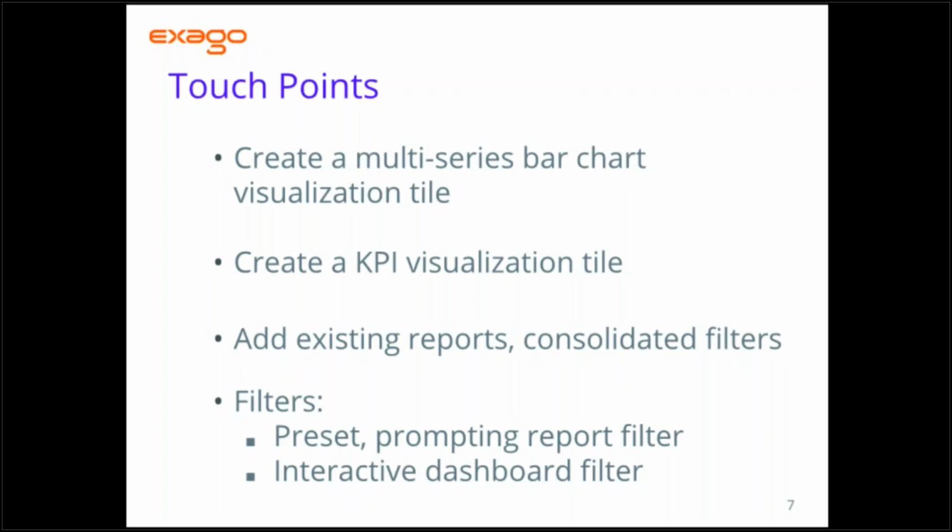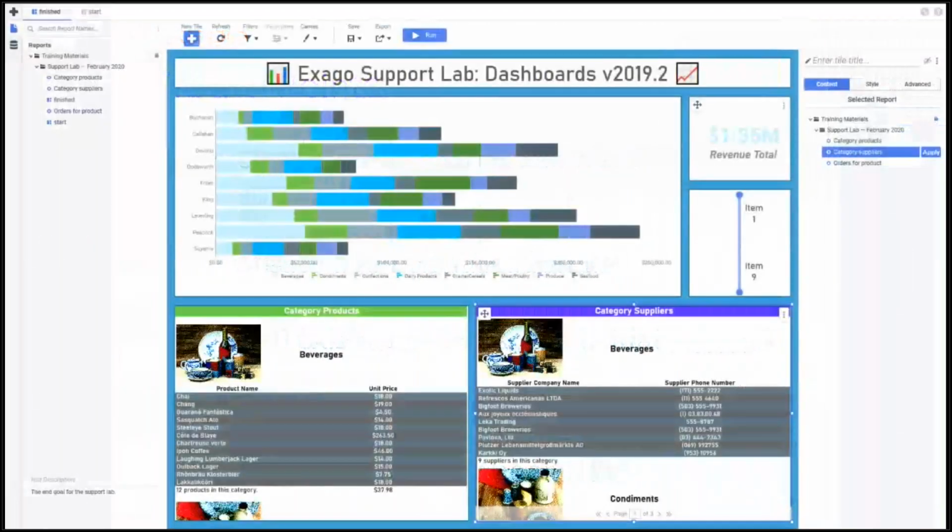I'll be showing you how to build a multi-series bar chart visualization, a key performance indicator or KPI tile. We'll add two existing reports filtering on the same data field to demonstrate consolidated filters, and then we will add an interactive filter on the canvas. All right, so here we go.